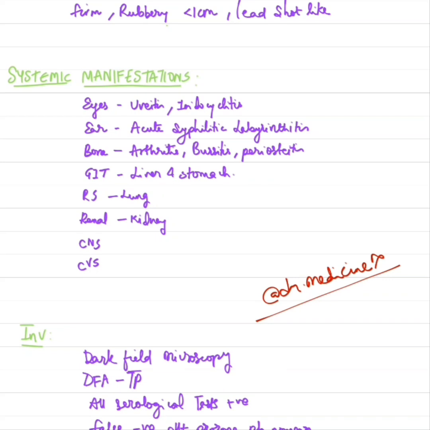Coming to systemic manifestations, in the eyes there can be uveitis, iridocyclitis, and rarely retinal vasculitis and even choroidoretinitis. In the ear, there can be acute syphilitic labyrinthitis. In the bones, there can be arthritis, bursitis, periostitis, and even joint effusion and osteomyelitis, and there can be aching pains. In the GIT, the liver and stomach are involved. There can be cholestatic hepatitis, which manifests as elevation of the liver enzymes and jaundice. Stomach lesions are rare, but they can occur as erosions, ulcers and nodular lesions.